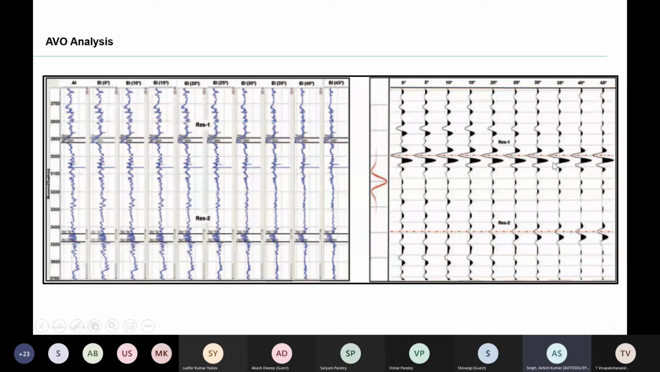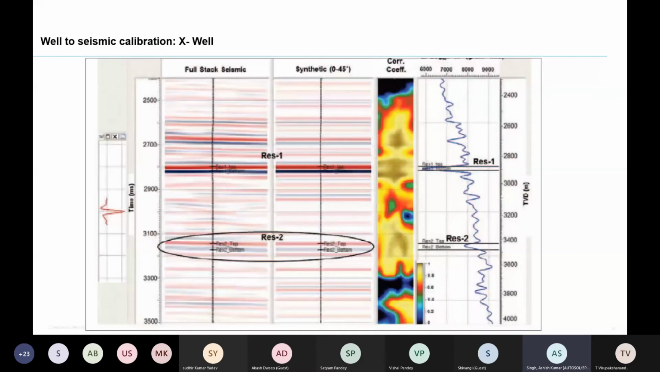The upper reservoir is a very good class 3 AVO, and in the lower reservoir the intercept at near offset is very feeble, and when we go to far offset it is a good amplitude. So again, class 2 AVO is here. In both cases we have investigated, right? So the next crucial step is well to seismic calibration.